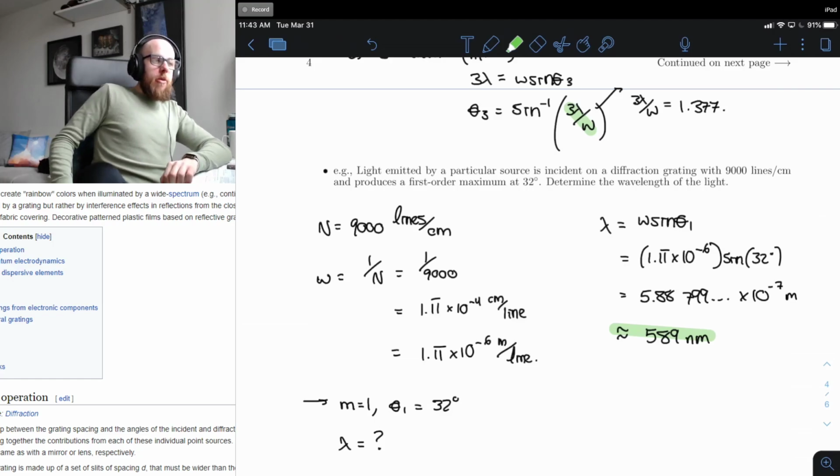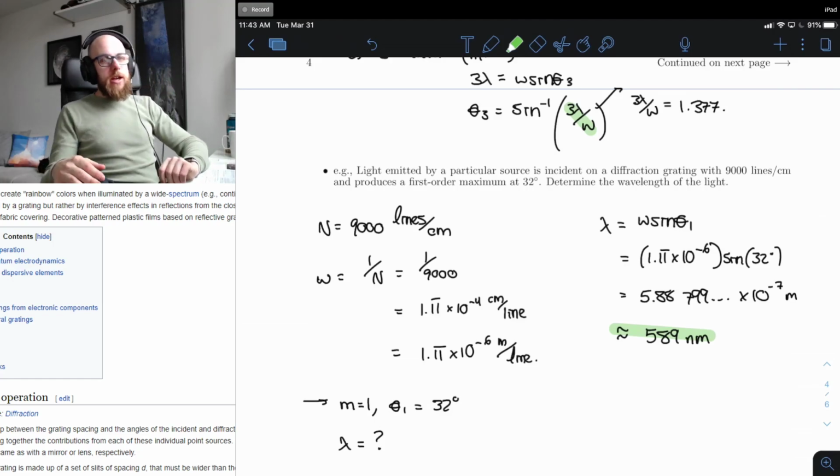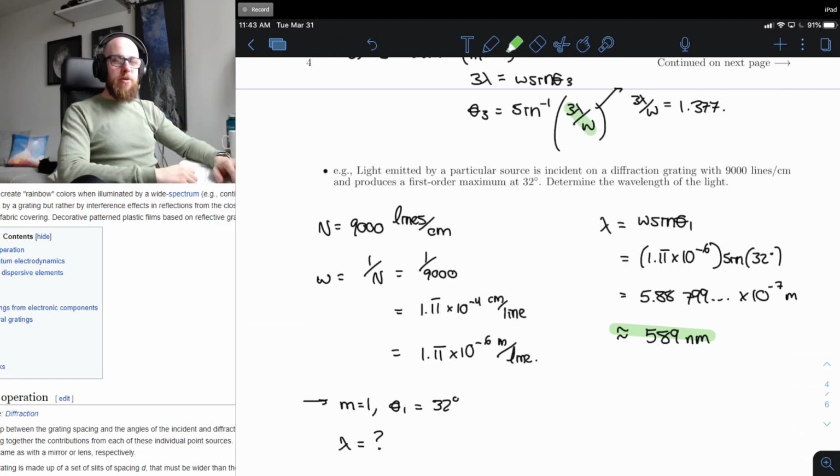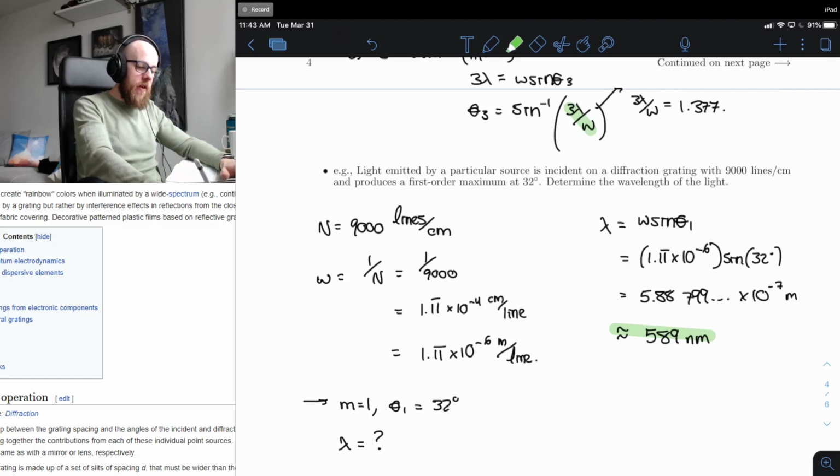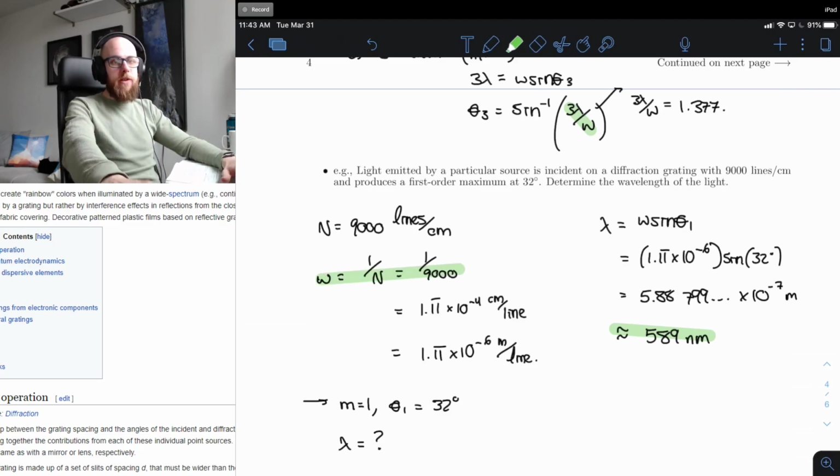I don't know about you guys, but I would say diffraction grating is pretty straightforward. There's really only one formula that we apply, and the formula itself is pretty straightforward. The only maybe tricky bit is having to figure out what W is first, but even then it's not so bad.